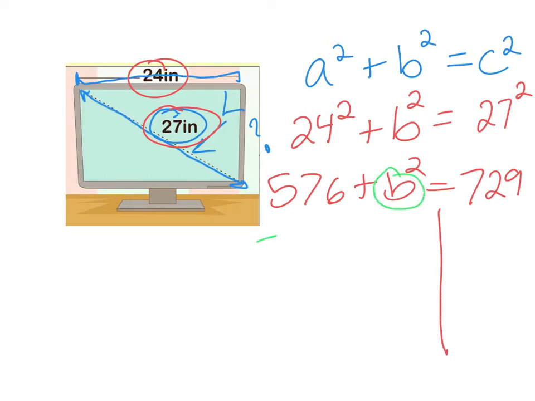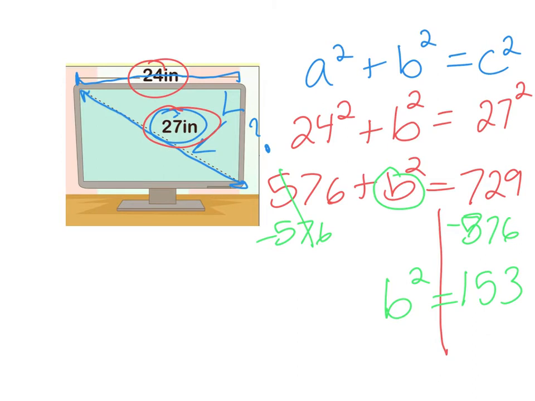So the first thing I need to do is subtract 576 from both sides. That's a 5. That should be a 576. So I'm left with 729 minus 576 equals 153. These cancel, so I have B squared equals 153.